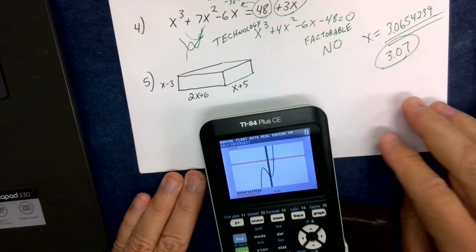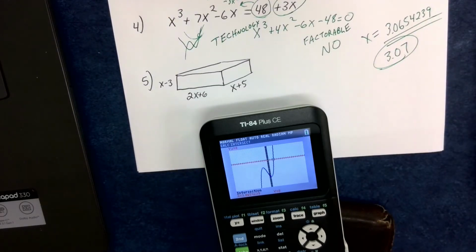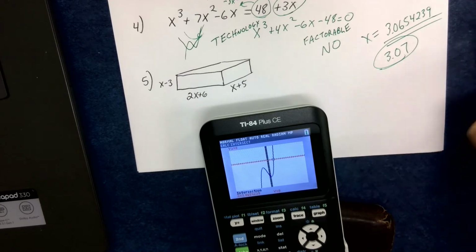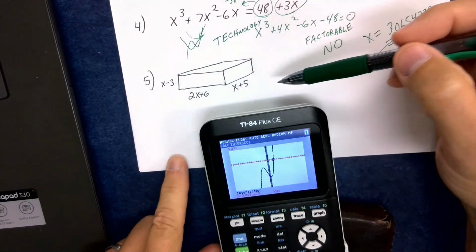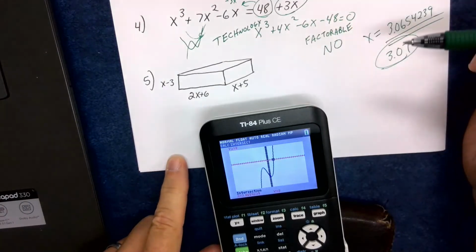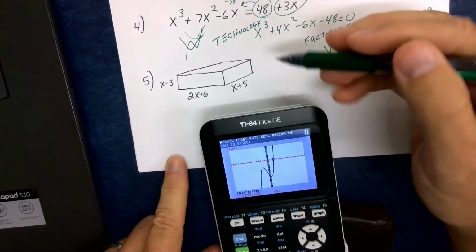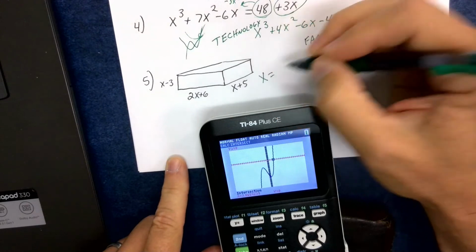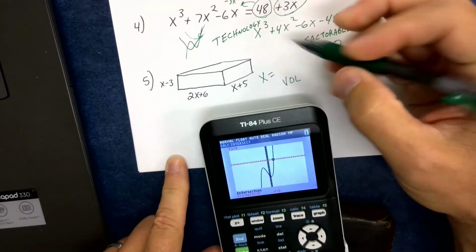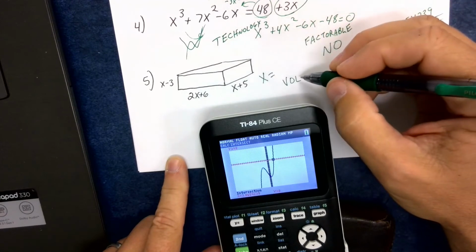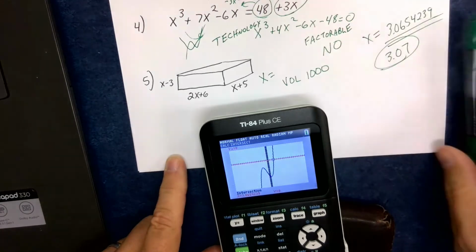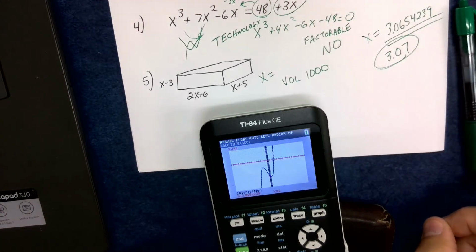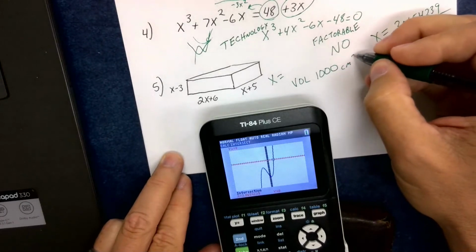Okay, last one that I'm going to do for you right now is this. So I have what is supposed to be a rectangular prism that has 3 dimensions on it. You can see that the height is x minus 3, the width is 2x plus 6, and the depth is x plus 5. And I want to know what is x if the volume of the box, so how big do I need to make x, if the volume of the box is going to be 1,000 cubic centimeters.